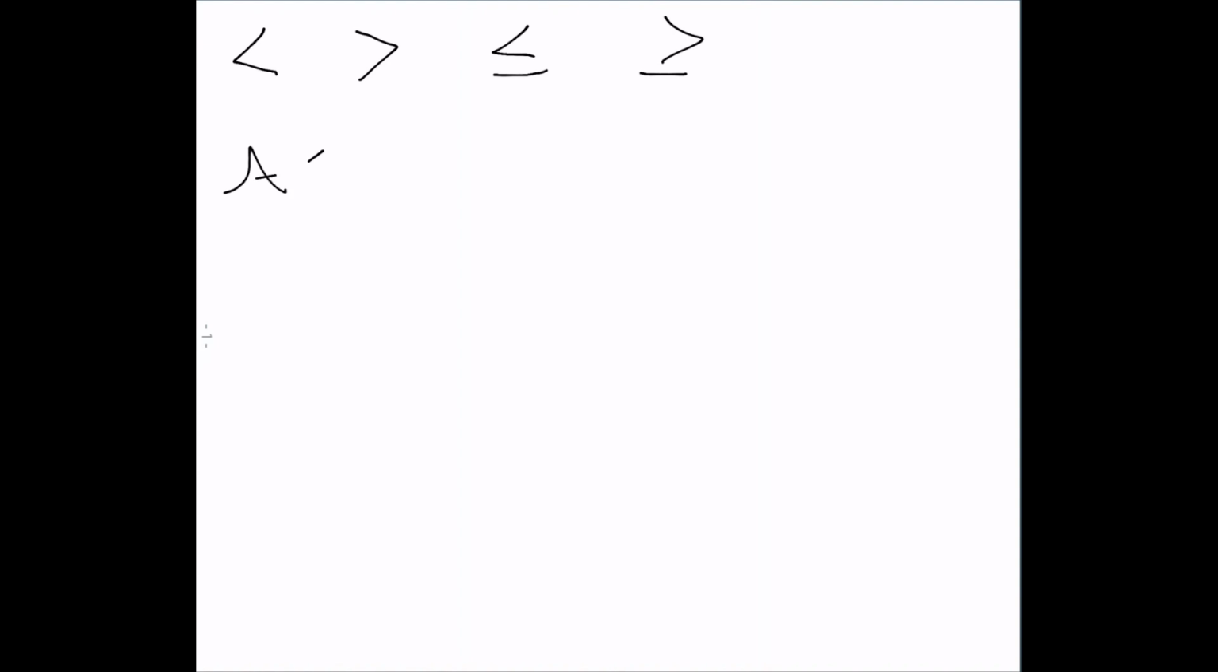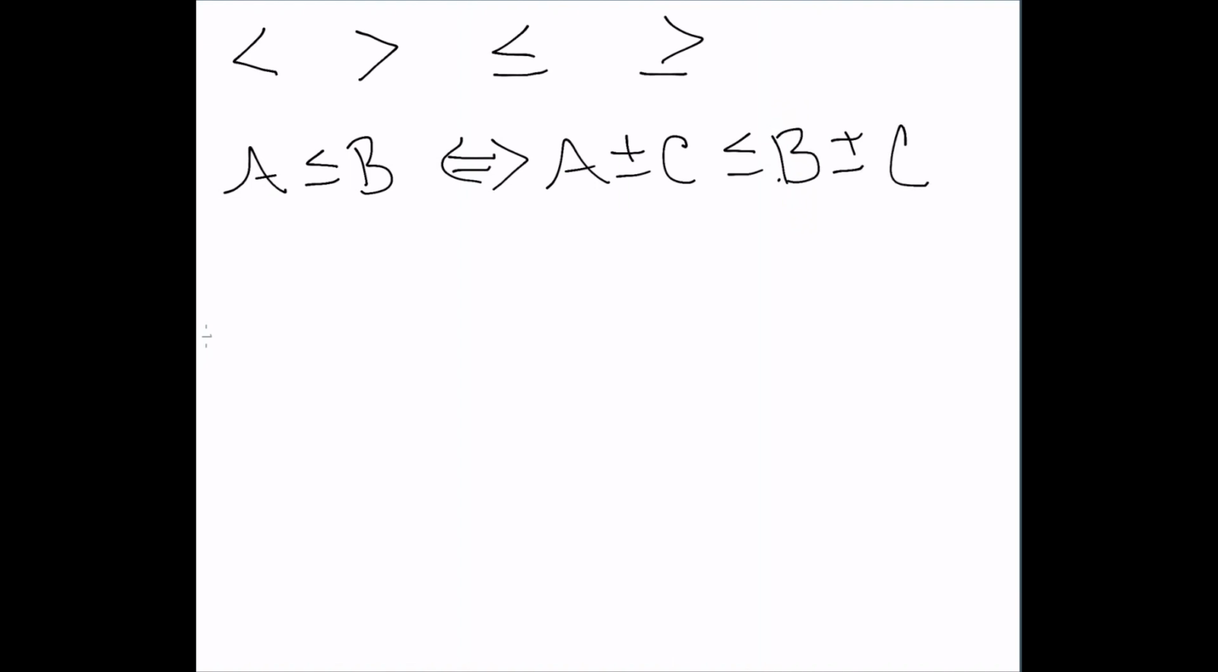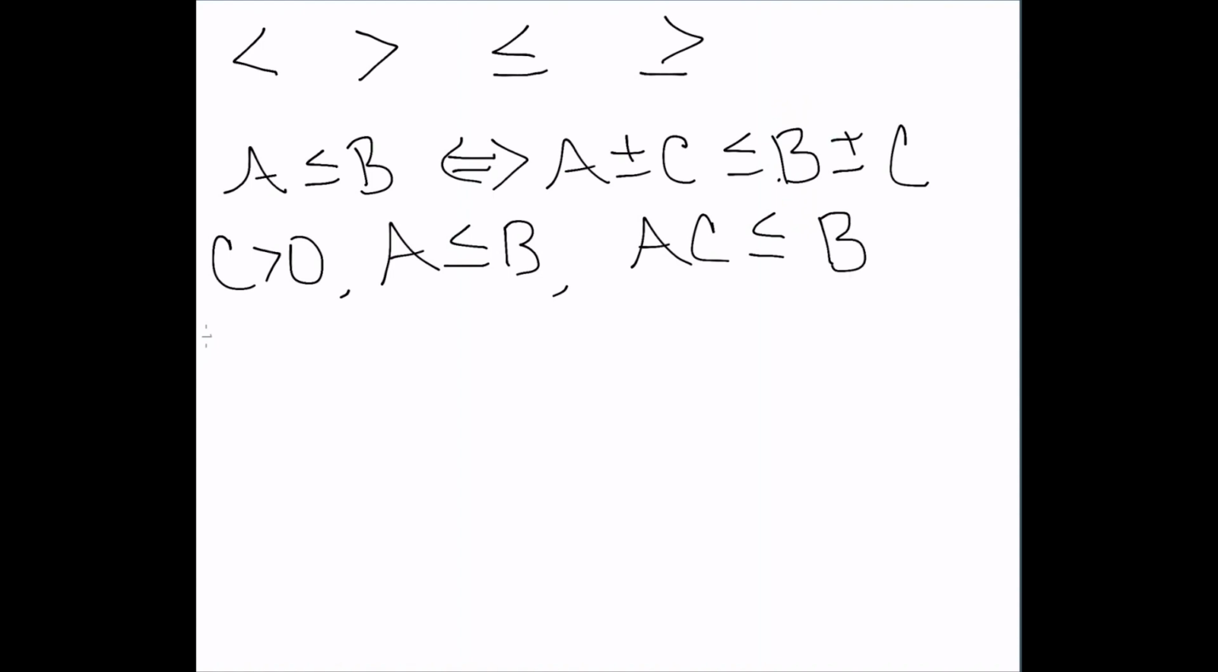So if I have something like A is less than or equal to B, then I can add or subtract the same number from both sides and it does not change the inequality. So A plus or minus C is less than B plus or minus C. If C is bigger than 0 and A is less than or equal to B, then AC is less than or equal to BC. So that says as long as that number is positive, I can multiply and divide both sides by the same number.